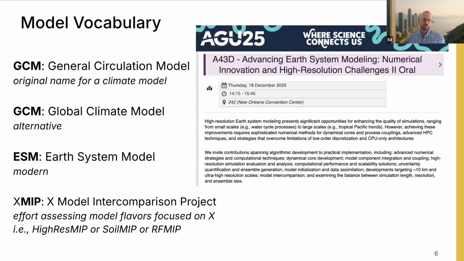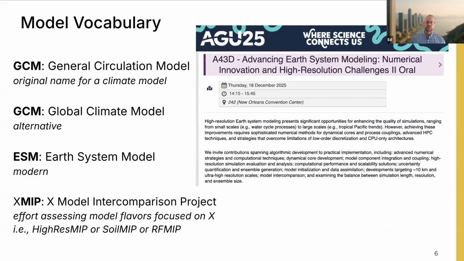A few vocab terms. We don't use these a lot on the Beehive app, but they're worth knowing about when thinking about climate modeling. A GCM is an individual model. So CMIP data tends to be an ensemble of these models, but a GCM is a single model. That traditionally stood for general circulation model, but it also works as global climate model. So you see it written out that way sometimes. And then a more modern vocab term would be Earth system model. That gets at the idea of bringing more and more physics into these models.